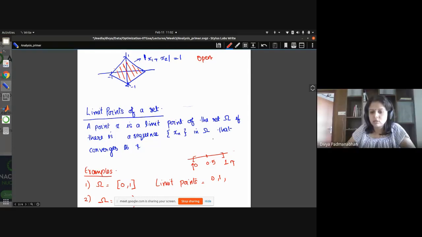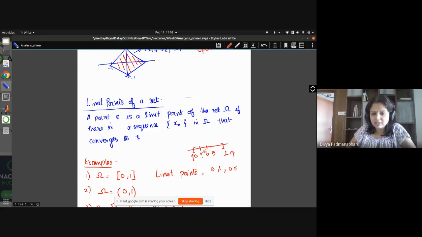Yes, 0.5 is also a limit point. Why? Because you can have a sequence like this, which comes slowly and approaches 0.5. And what about 0.25? Is that a limit point? Yes. By the same reasoning, for this set, every point here is a limit point. The whole set gives the limit points. So let me just write that. The limit points here are the entire set itself, the interval 0, 1 itself.